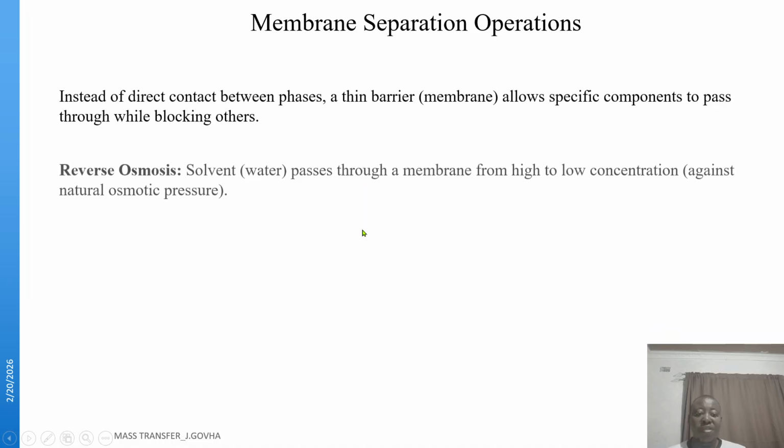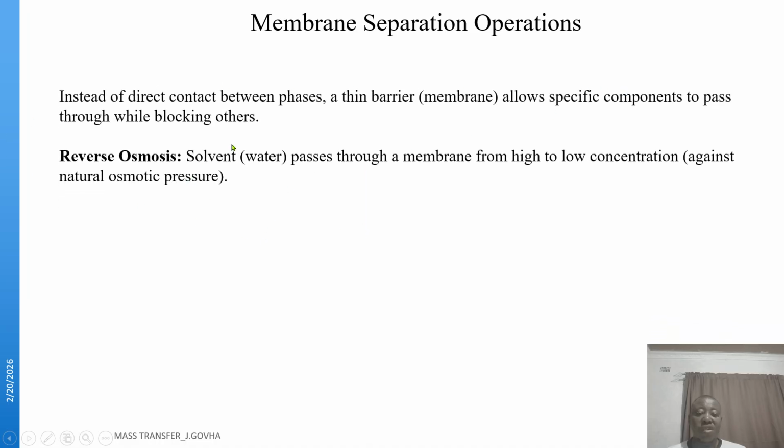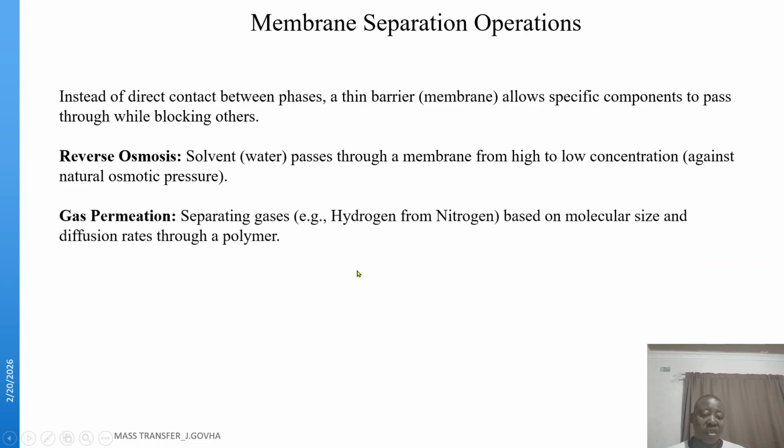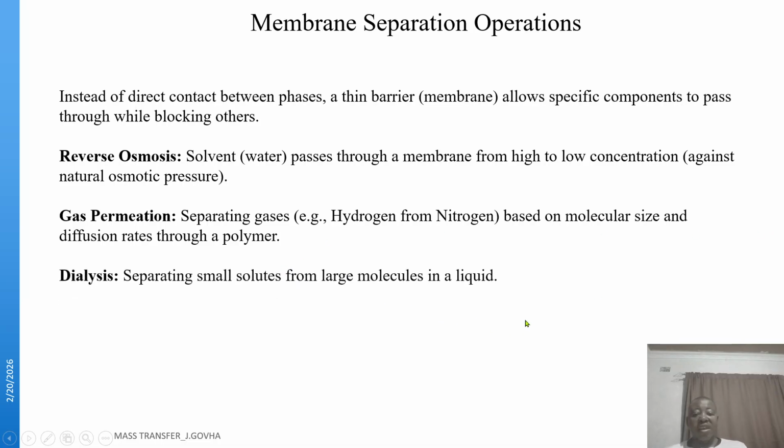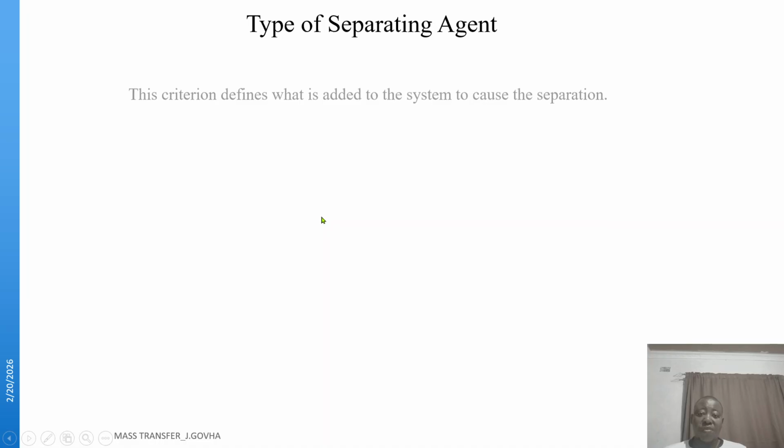Then our membranes, reverse osmosis, where we talked about making use of these membranes to separate our water from seawater. Then gas permeation. Gas permeation is a good example also, based on molecular size. Dialysis is also employed there.